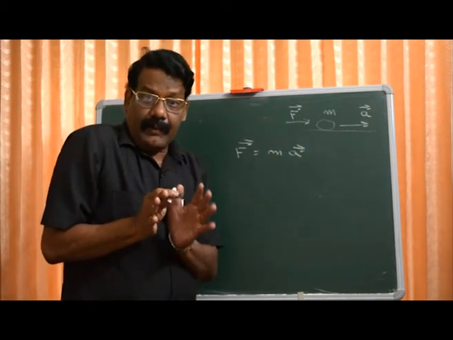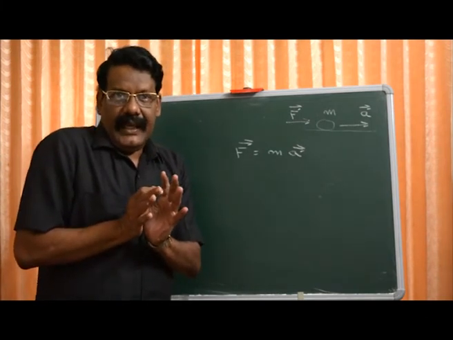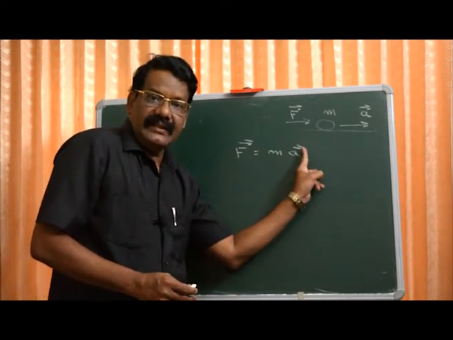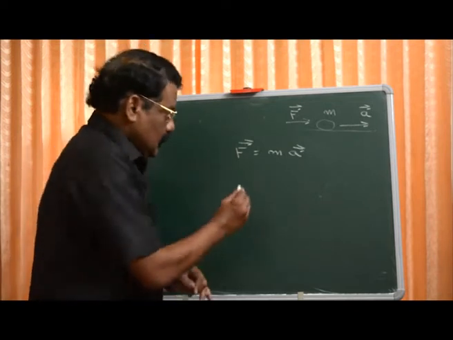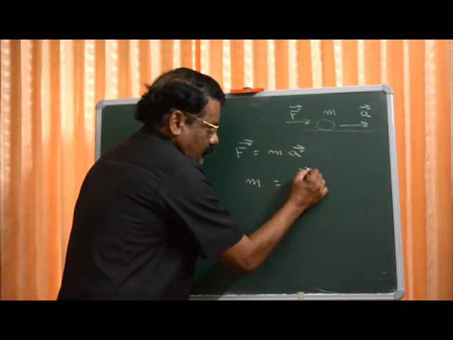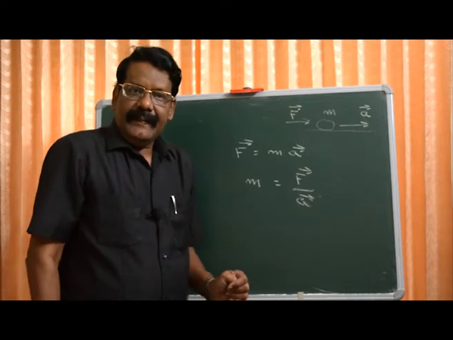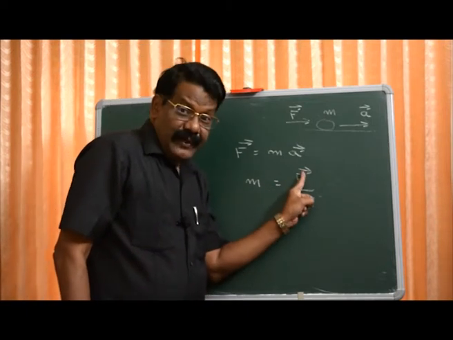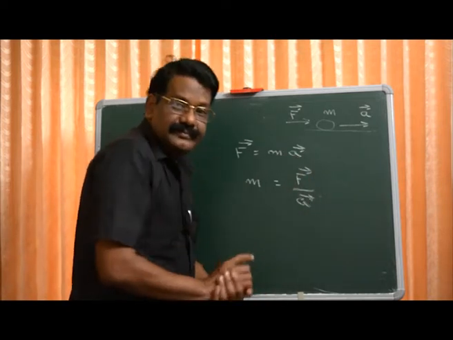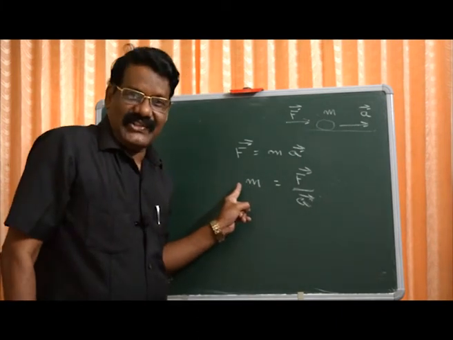In this particular problem, because the ball is kept in an isotropic medium, the direction of the force and the direction of acceleration are one and the same. So I can very well write m is equal to F by A. Since the direction of F and the direction of A are the same, they cut off. So what remains is a scalar quantity, which is the mass.